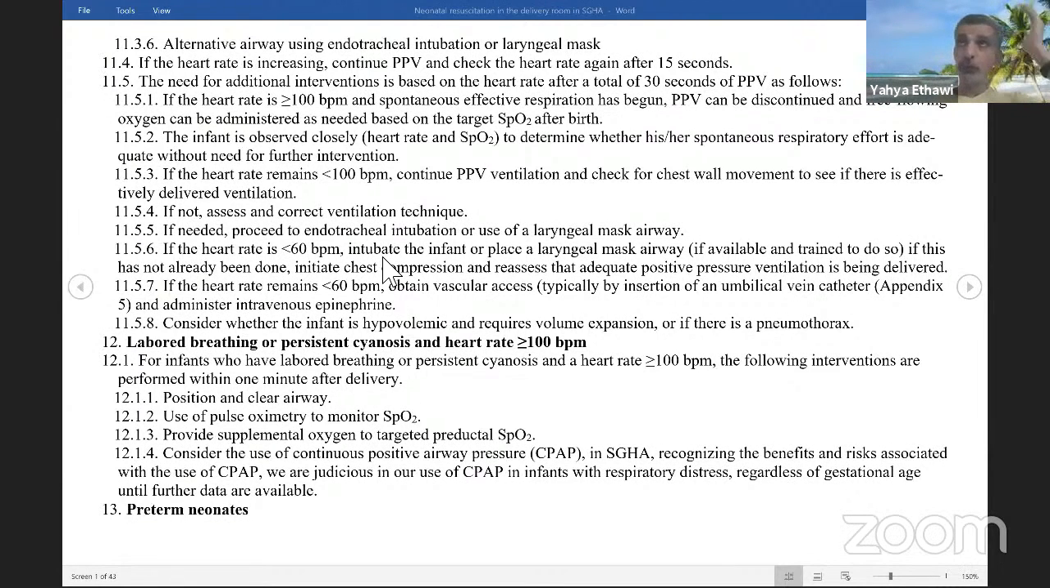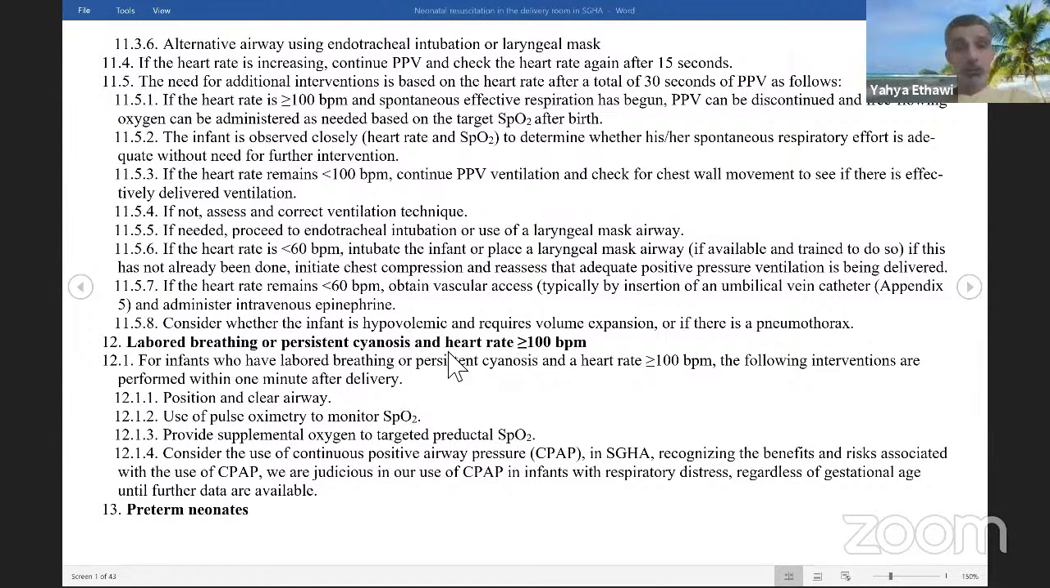So again, if it's below 60 after chest compression, you need to give medication. If it's between 60 and 100, stop medication, stop chest compression, and continue PPV. If it's above 100, then there are 2 things here. Either above 100 and there is labored breathing or cyanosis, then you might think of providing respiratory support. It can be CPAP, it can be nasal flow. And you need to monitor oxygen.